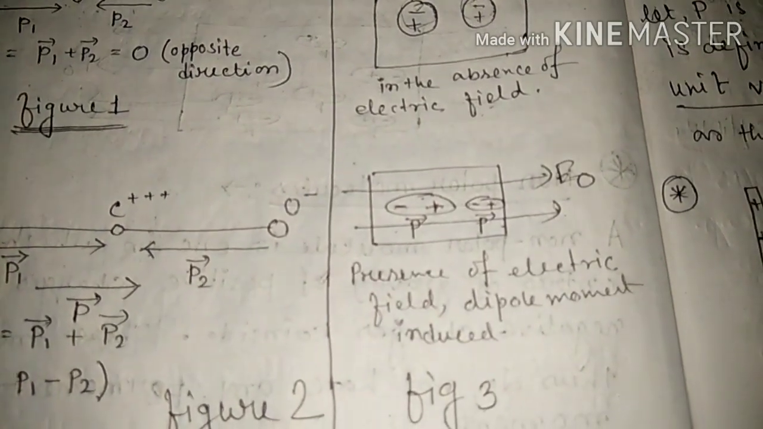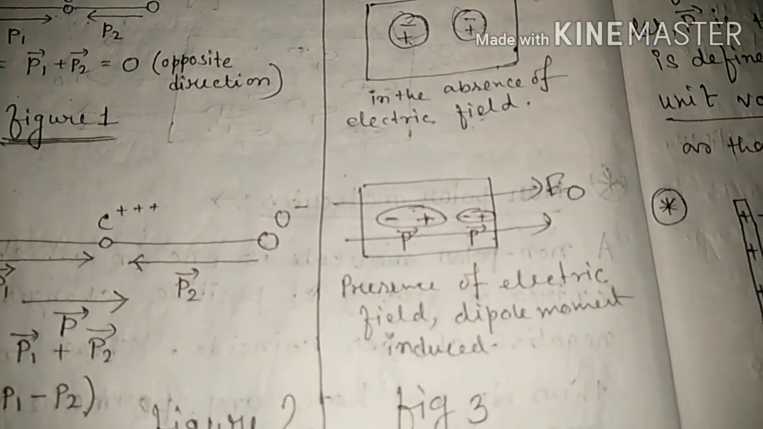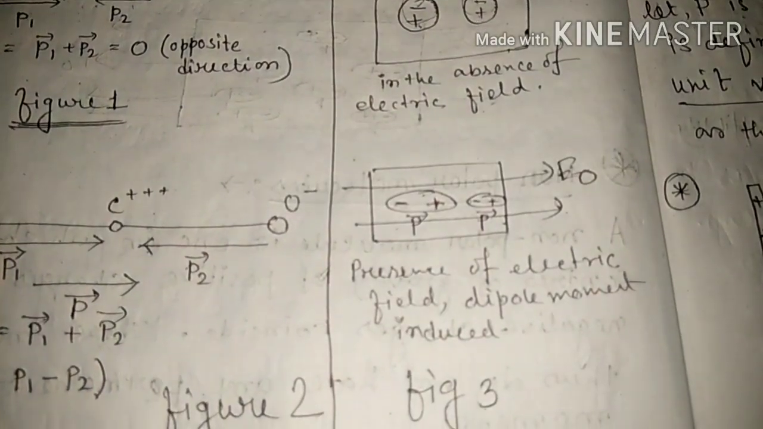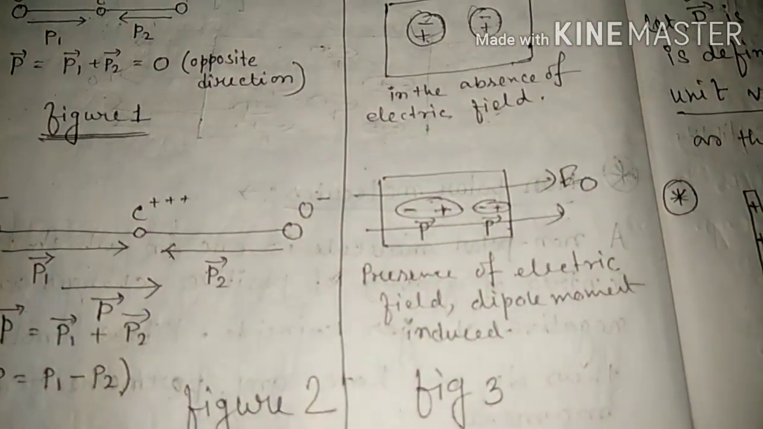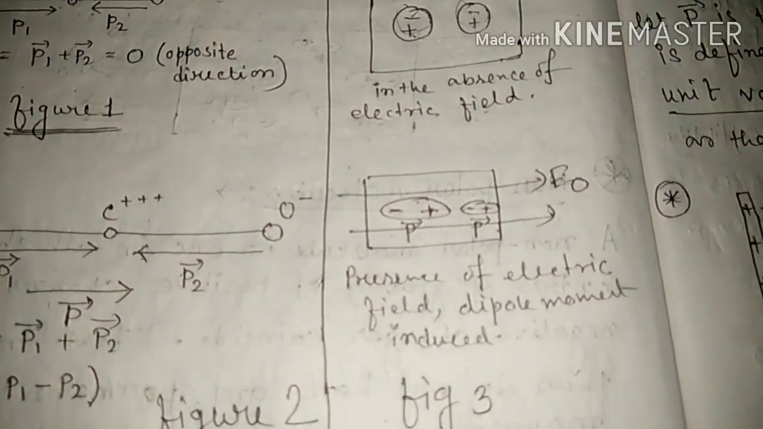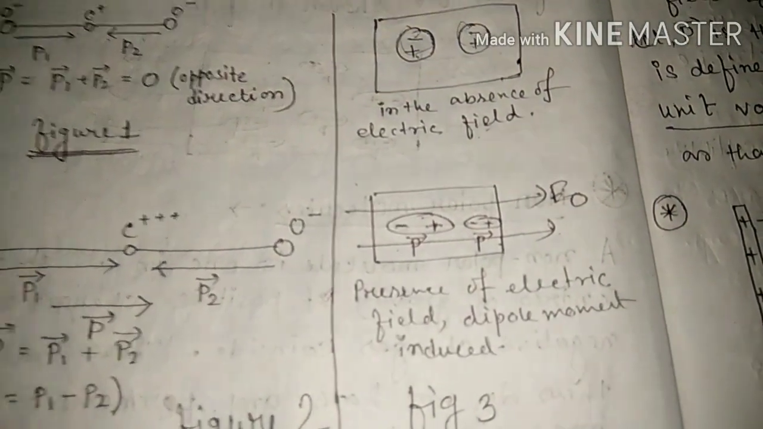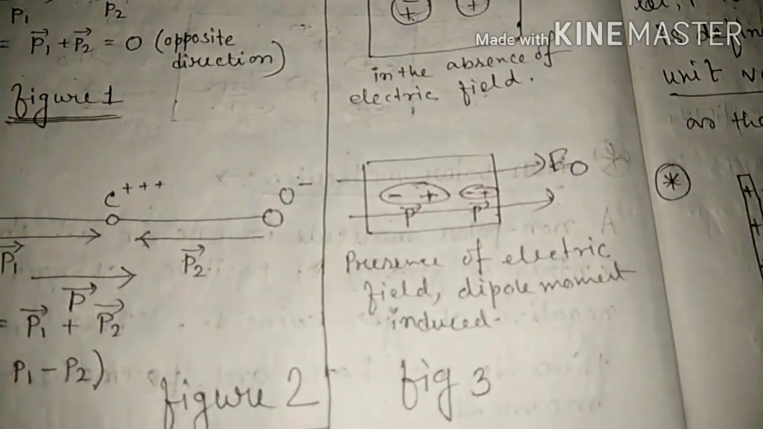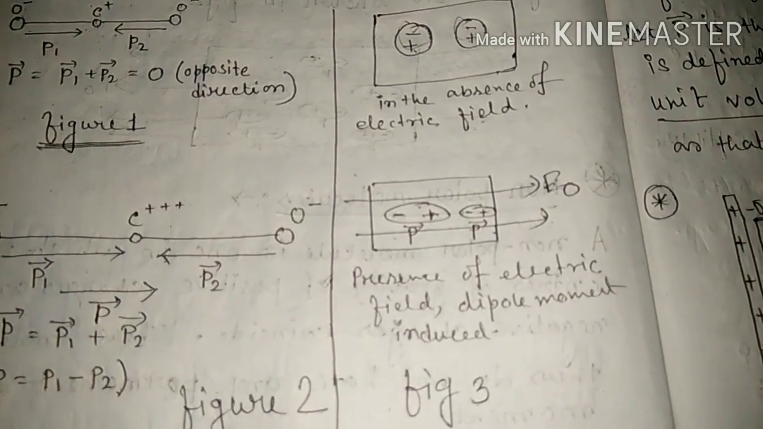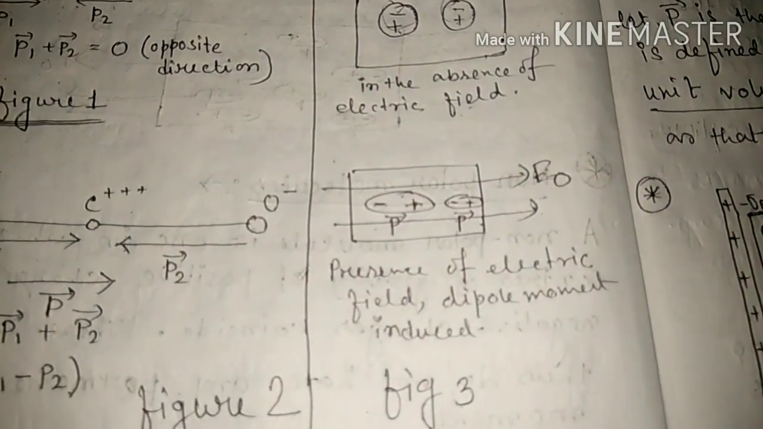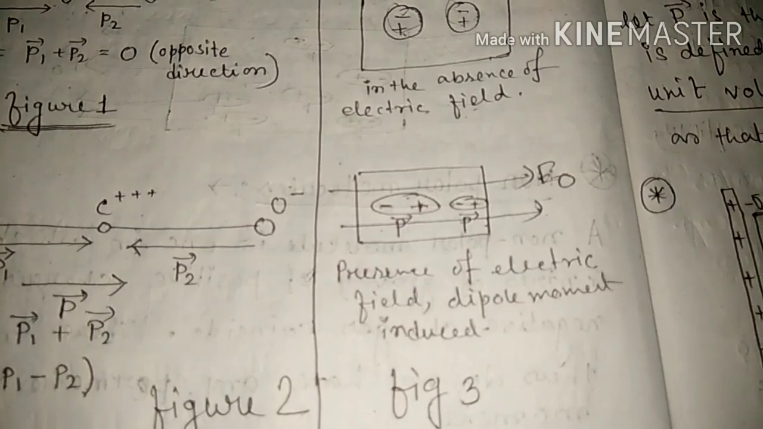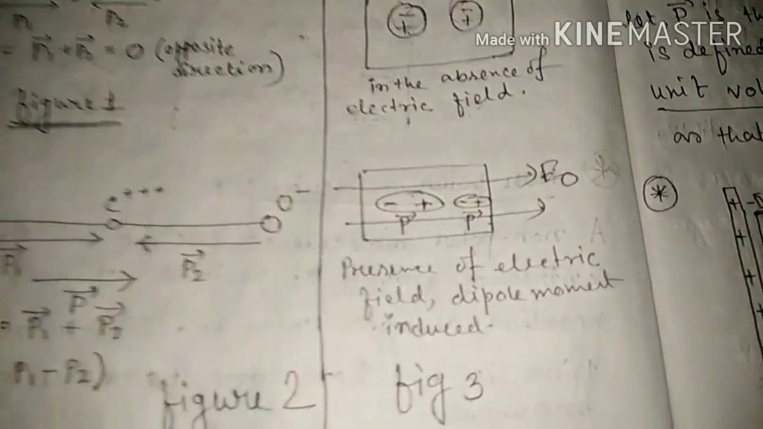In the case of a polar molecule, we have a permanent electric dipole, but they are randomly aligned inside the dielectric slab because of their thermal agitation. But in the case of a non-polar molecule, they do not have a permanent electric dipole. We get the electric dipole when we place them inside an external electric field.